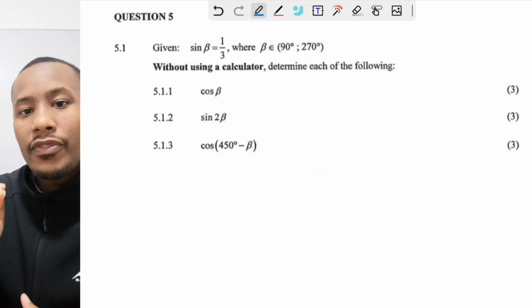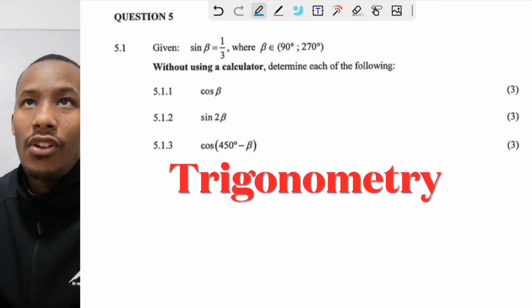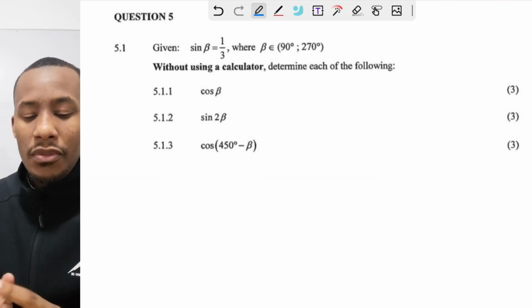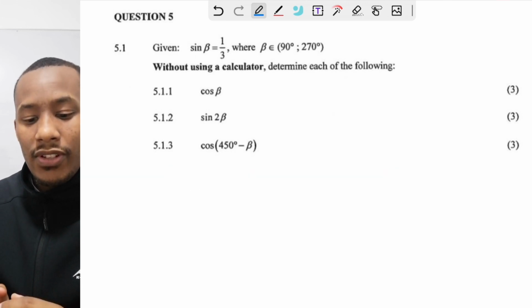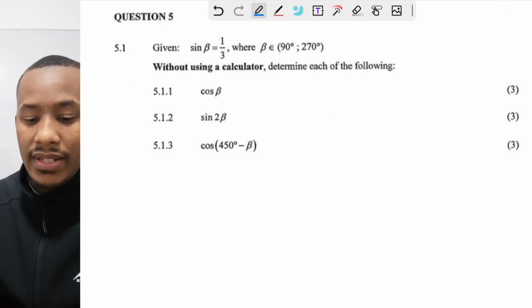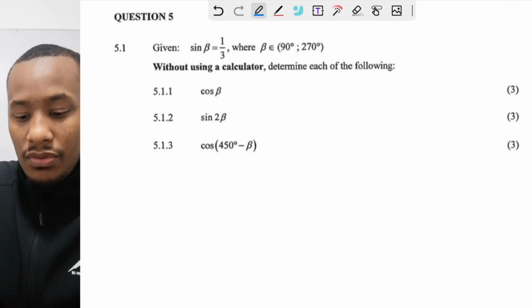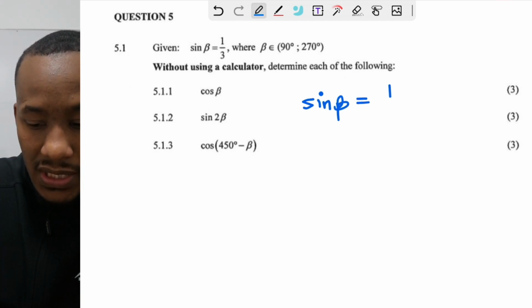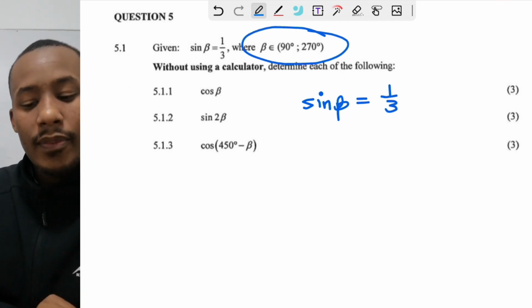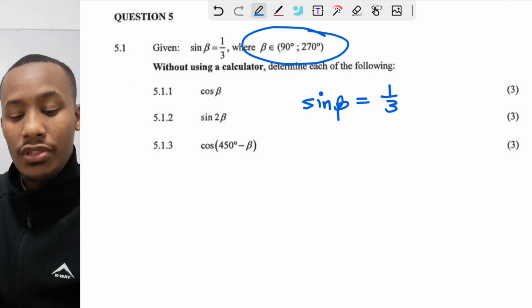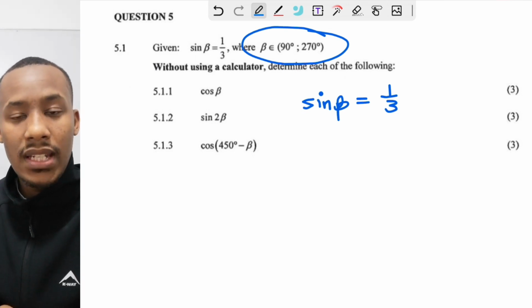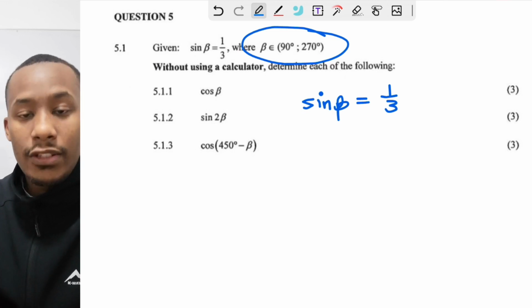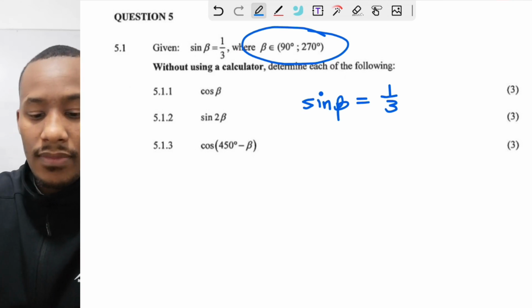In this lesson, we'll be focusing on the trigonometry section of the November 2023 past paper. To start off, we have an equation given to us: sine beta equal to 1/3. The question also says that beta is an angle between 90 degrees and 270 degrees. So not less than 90, but also not greater than 270, somewhere in between.